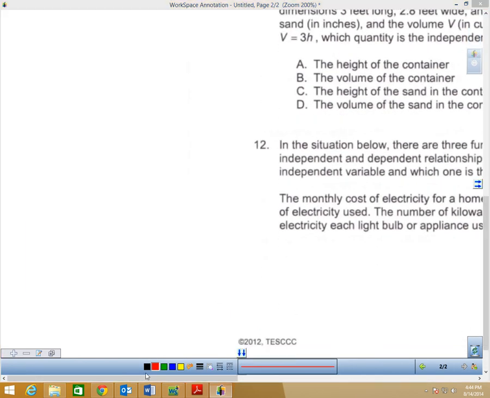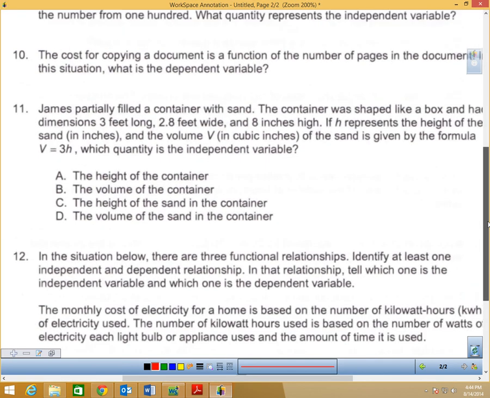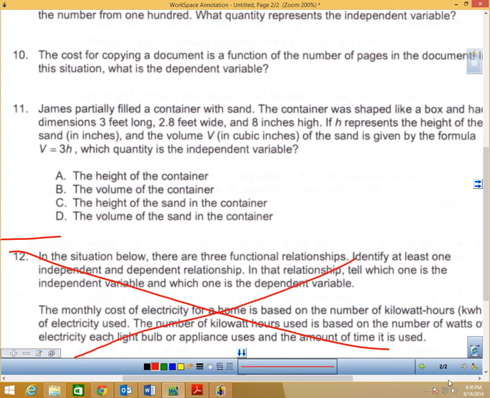You do not have to do number 12. Okay? So you may stop after 11. In fact, if you just want to cross this out, that's fine. Okay, so stop after 11.